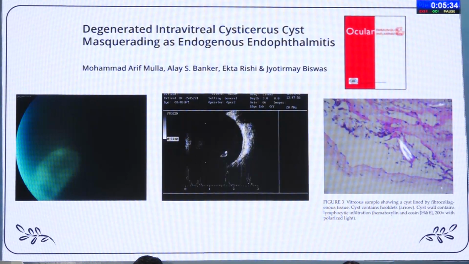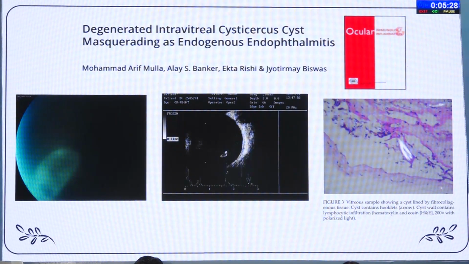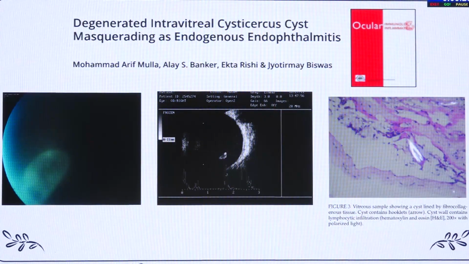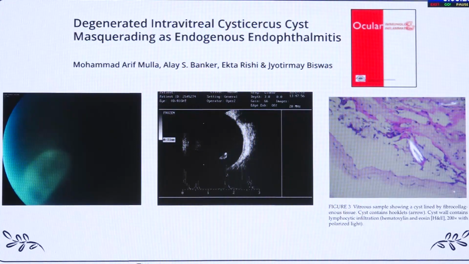We had a very interesting case, degenerated intravitreal cysticercosis, which masqueraded as endogenous endophthalmitis. We thought that it was endogenous endophthalmitis. When you did the ultrasound, you get a hyperechoic mass lesion in the vitreous cavity, and the patient couldn't understand what it was.